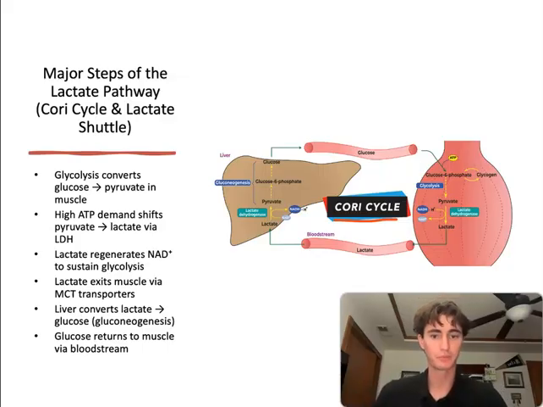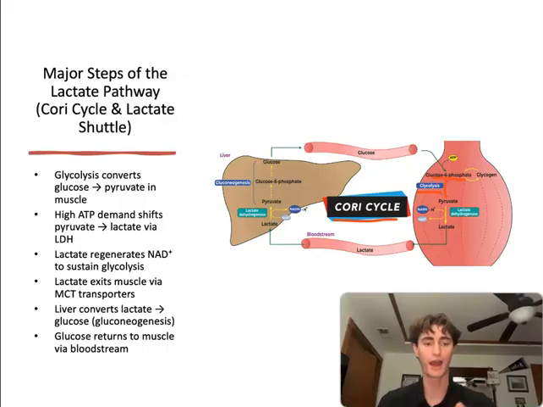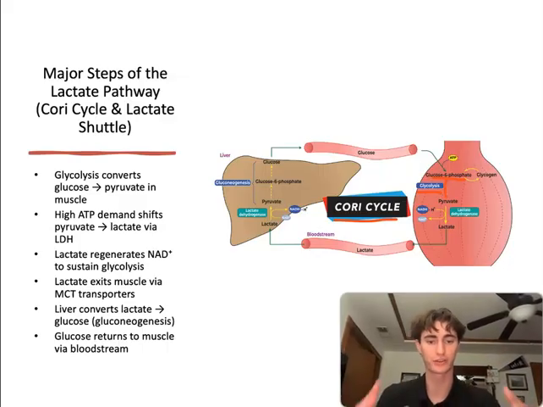enters the muscle cell from the bloodstream, as we see right here in the diagram, and is converted into glucose 6-phosphate. Through glycolysis, glucose 6-phosphate is then broken down into pyruvate. So because of glycolysis, glucose 6-phosphate turns into pyruvate, and this process produces the ATP, which fuels the muscle contraction. And during high intensity exercise, ATP demands rise faster than the mitochondria can actually keep up with.